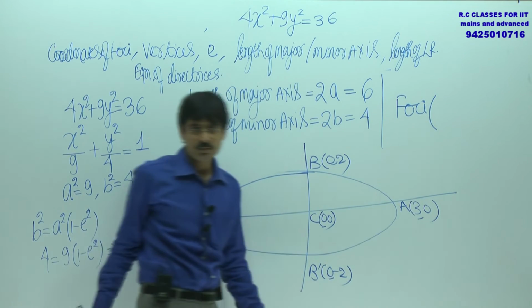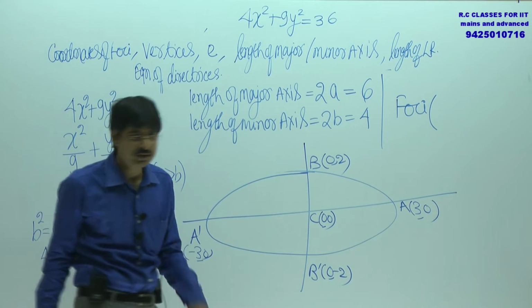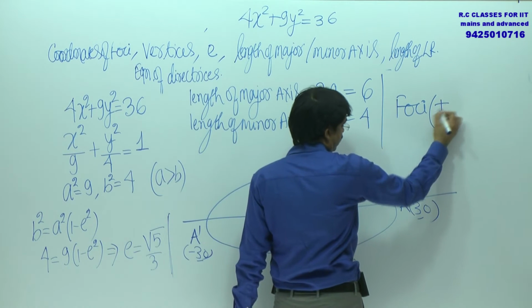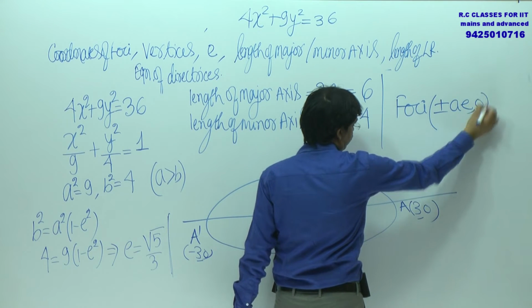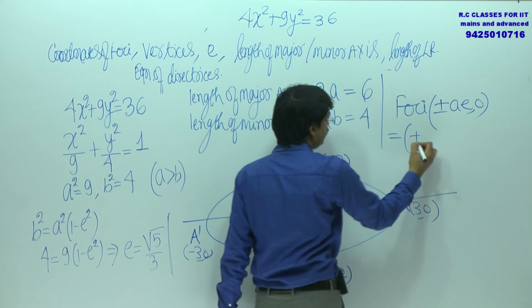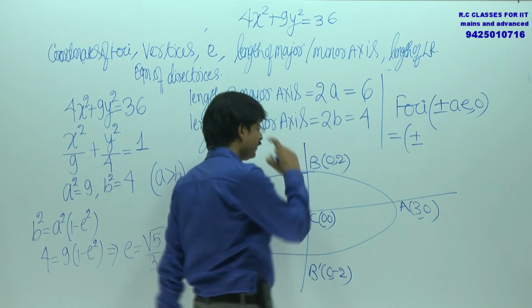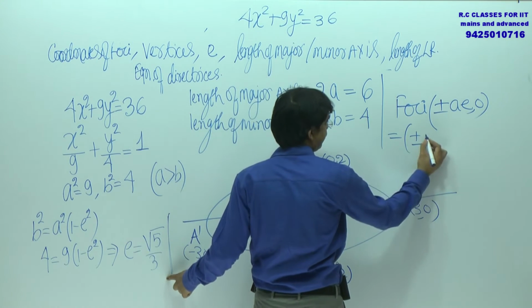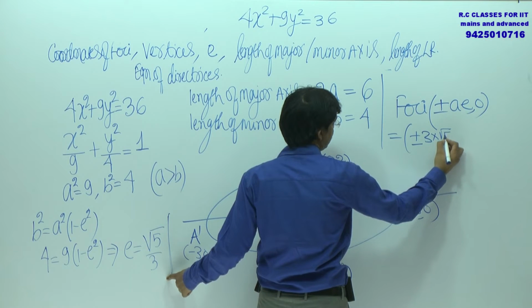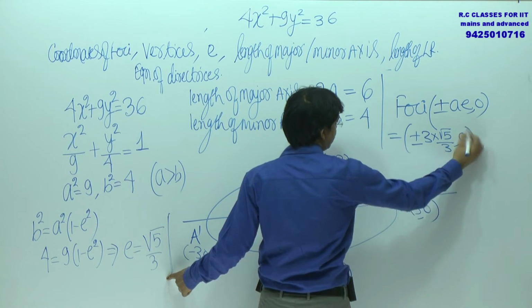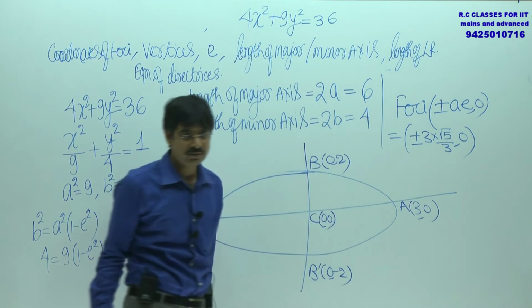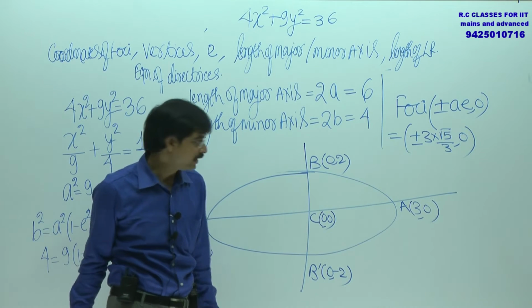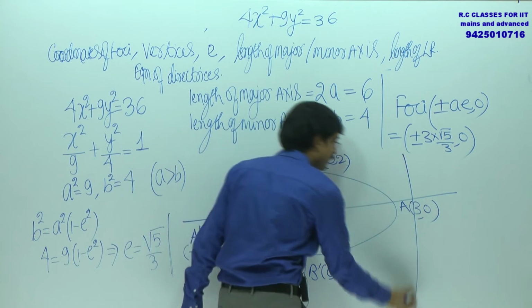Fixed point foci of that curve plus minus a e, 0. Value of a is 3, into root 5 by 3. So yes, it is plus minus root 5, 0, perfect. Equation of directrix also, we look for the equation of directrix.